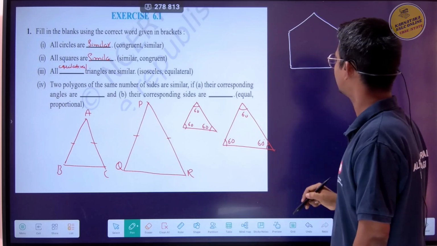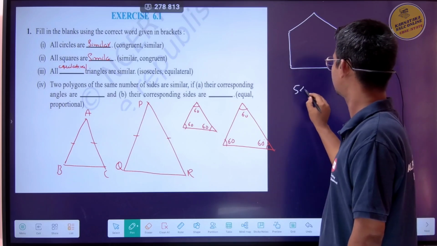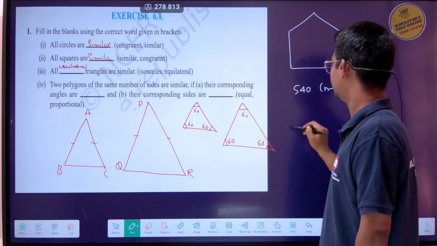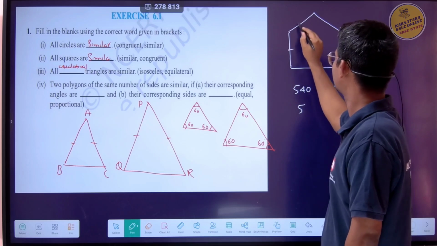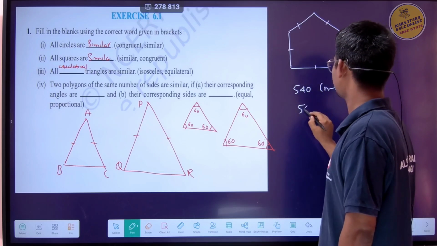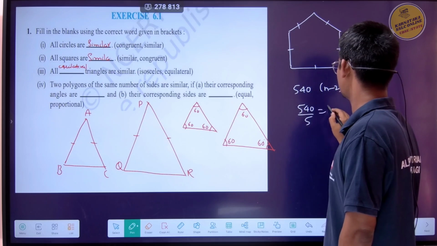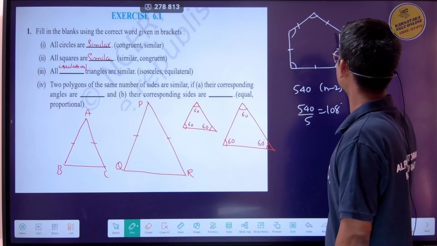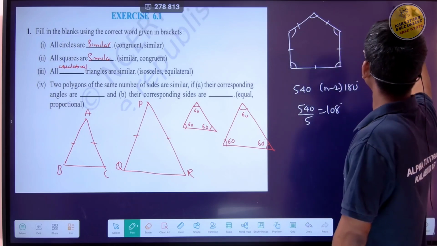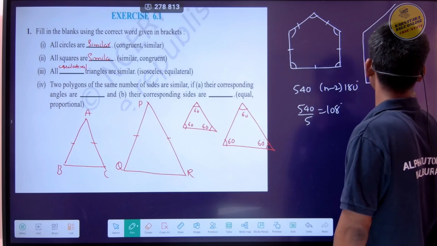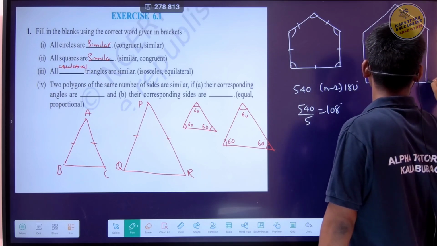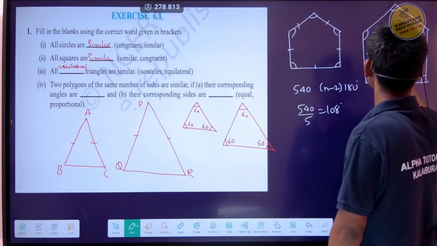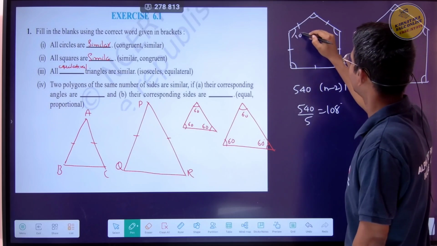A property of a regular pentagon is that the angle sum is given by (n minus 2) into 180, which is 540, and each angle is equal as it is a regular figure. So 540 by 5 is going to be 108 degrees. Each angle here is 108 degrees. And if I consider one more pentagon, again each corresponding angle is going to be 108 degrees.